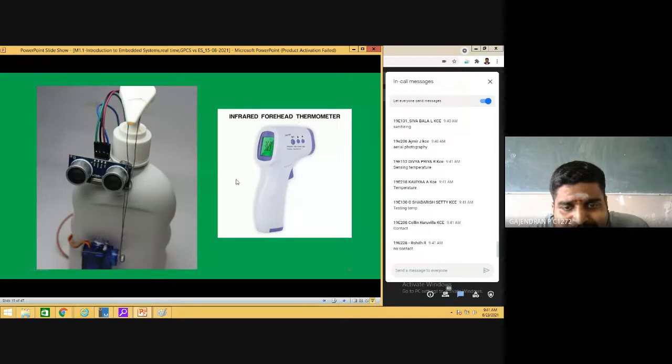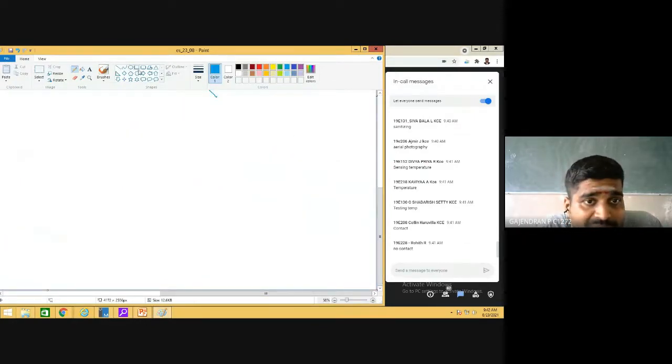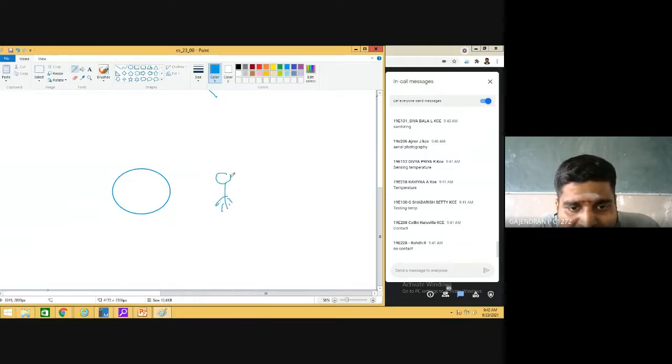These kinds of thermometers are used in industrial applications. Industrial applications means, in industry, this is your motor, a rotating object. If we want to measure the temperature in the motor, the factory person will stand in front of the motor with a non-contact thermometer in hand. By injecting rays, they measure the temperature. That was in the olden days. Nowadays, from industrial grade to domestic grade, it has come. Even in our home, we are using this.